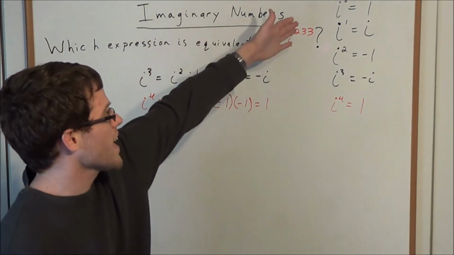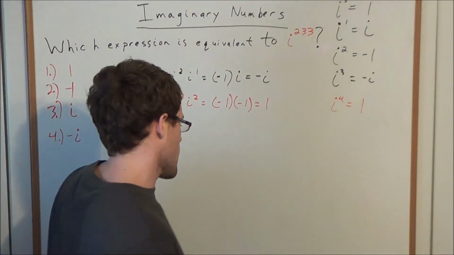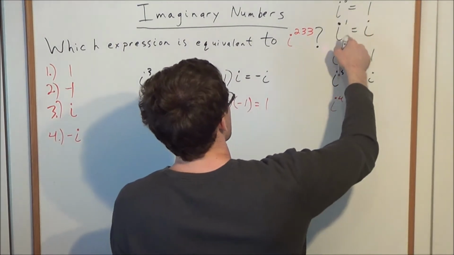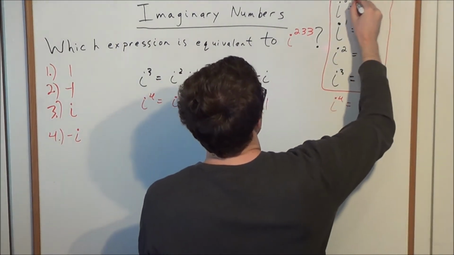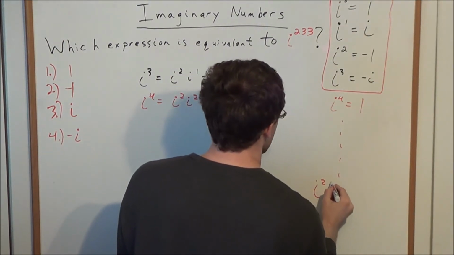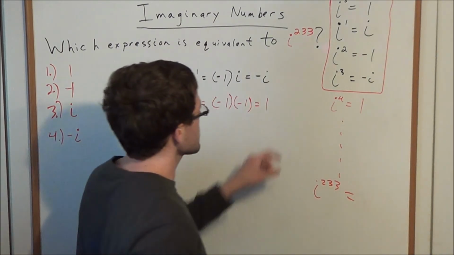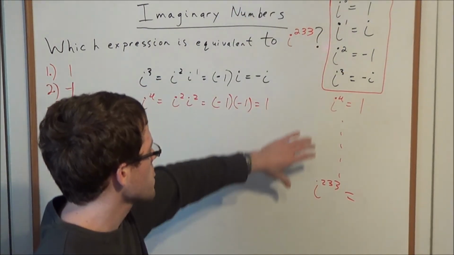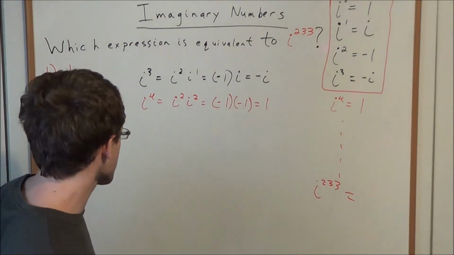But you'll notice that this pattern is starting to repeat. And as it turns out, this pattern repeats every 1, 2, 3, 4 terms. So we need to find a way to see where i to the 233rd falls in this list. And the way we're going to do this is by long division.